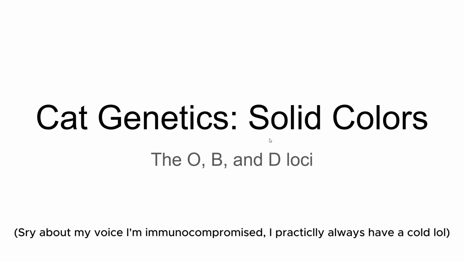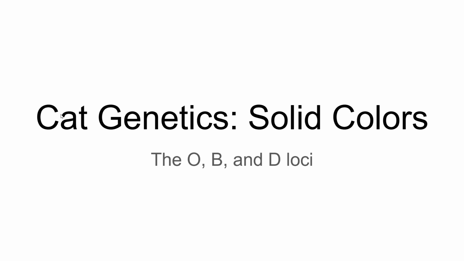Hello everyone. I don't know why I'm making this video exactly, but I like cat genetics, so I just needed something to do. Today we're gonna be looking at solid colors, specifically the O, B, and D loci. Hopefully you've had a refresher on some genetic terms. I'll try to give basic definitions throughout the video, but I just recommend having some background knowledge first.